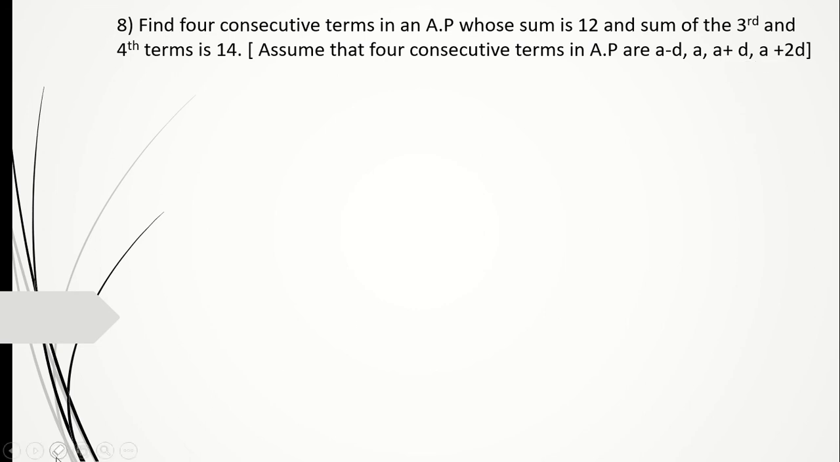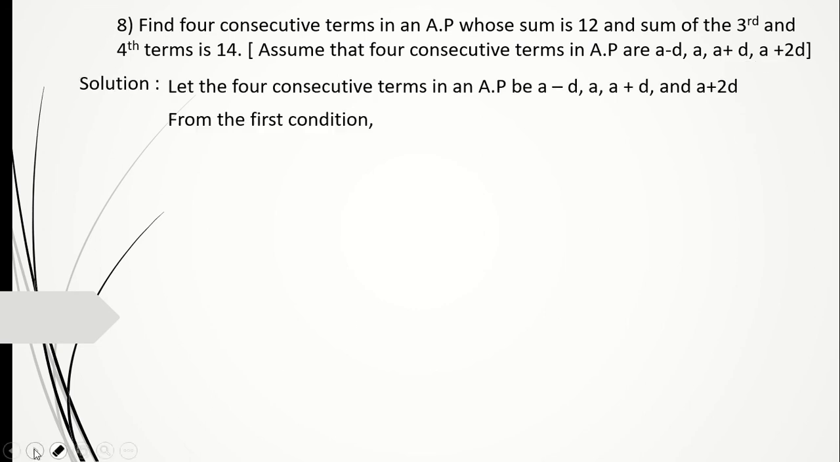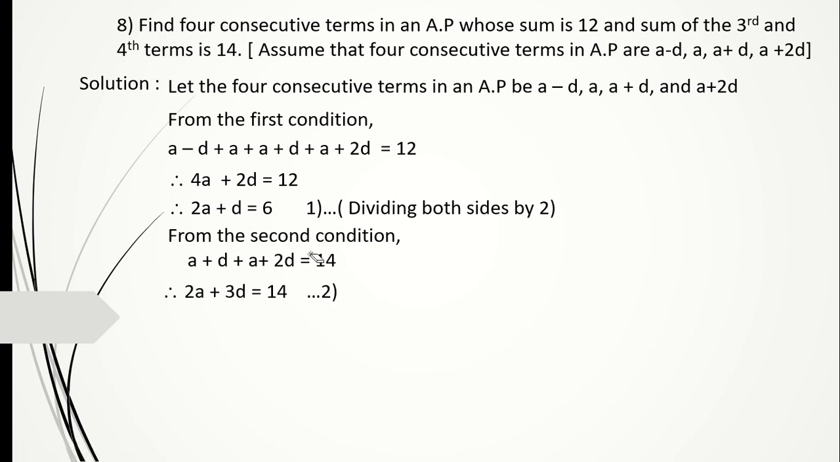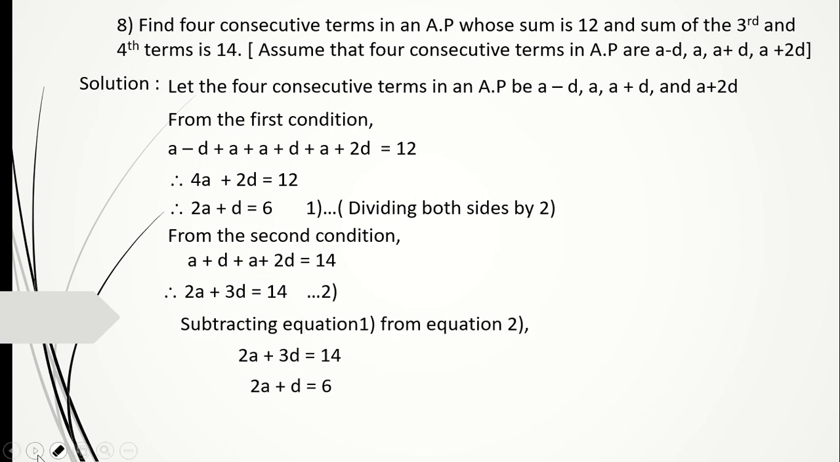Okay, so let's see. From the first condition we get, add them, equals 12, and we get 2A plus D is equal to 6. Then by the second condition we get this. This is how we get equation number 1 and equation number 2. Now we subtract equation number 1 from 2, because subtracting 14 minus 6 is easy, right? This will become minus, minus, minus. Then 2A will get cut. 3D minus D is 2D. And 14 minus 6 is equal to 8.